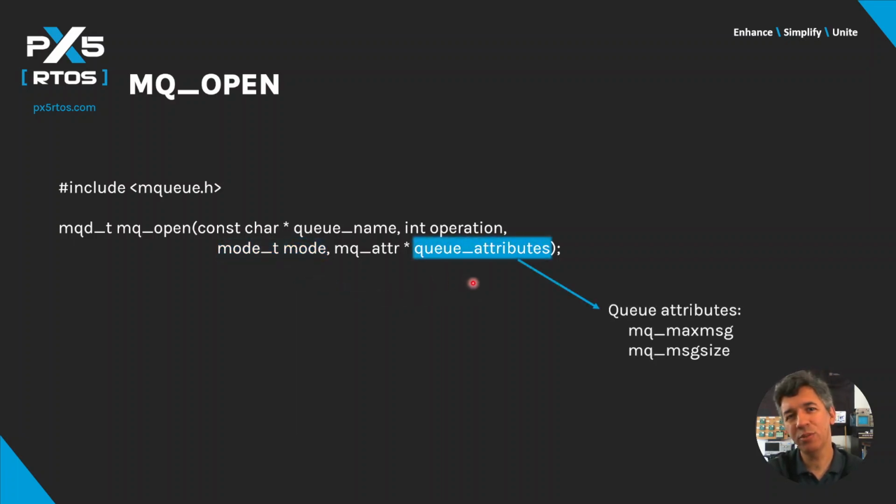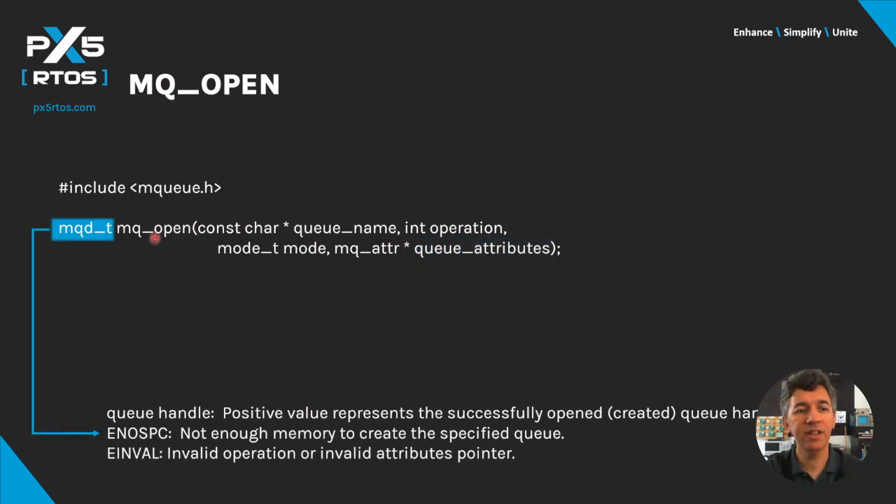These attributes will specify the dimensions of the message queue as defined by the structure members, the max messages and the message size, which should be previously defined. And then finally, we can check the return for errors.